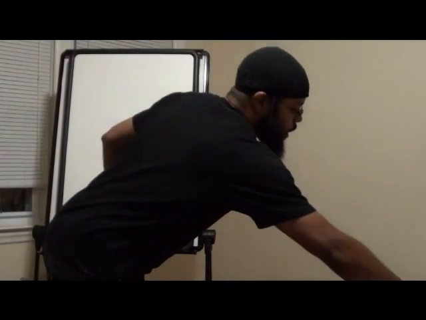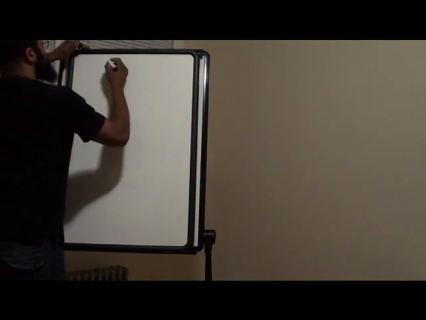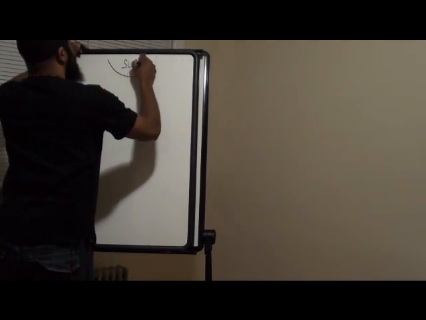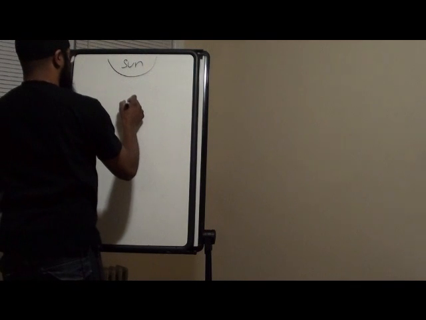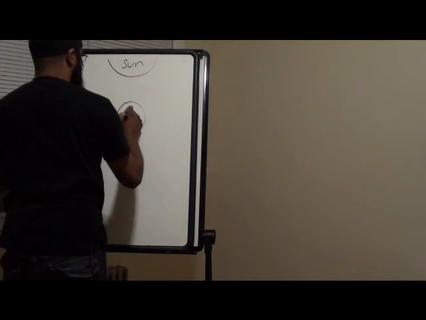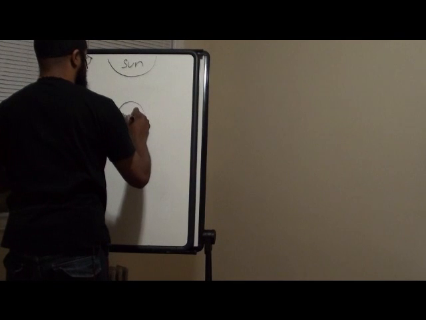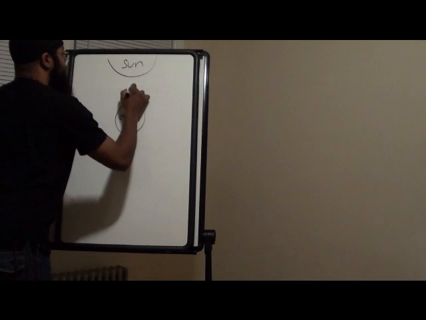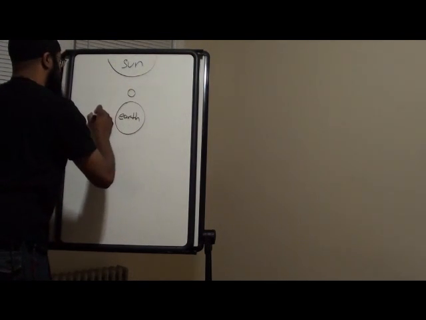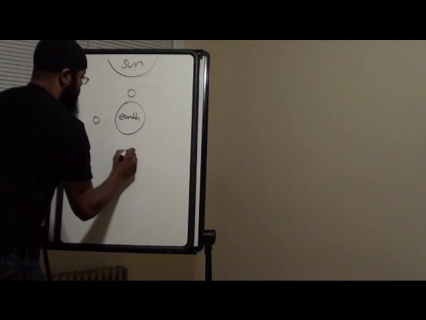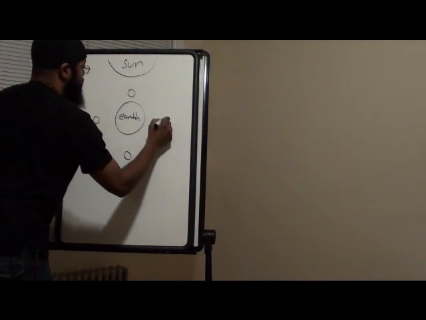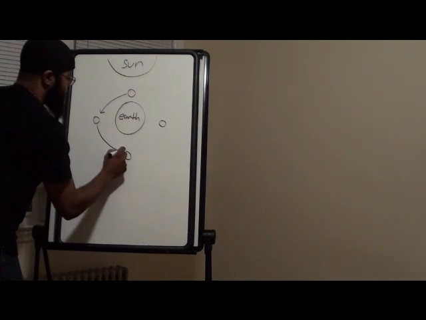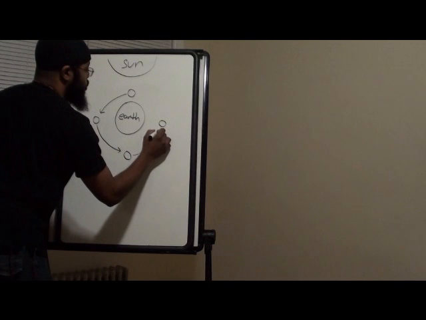Okay. Now, for this example, we want to put the sun here. Okay, this is the sun. This is the earth. Now the moon, which is that lesser light, also orbits the earth.